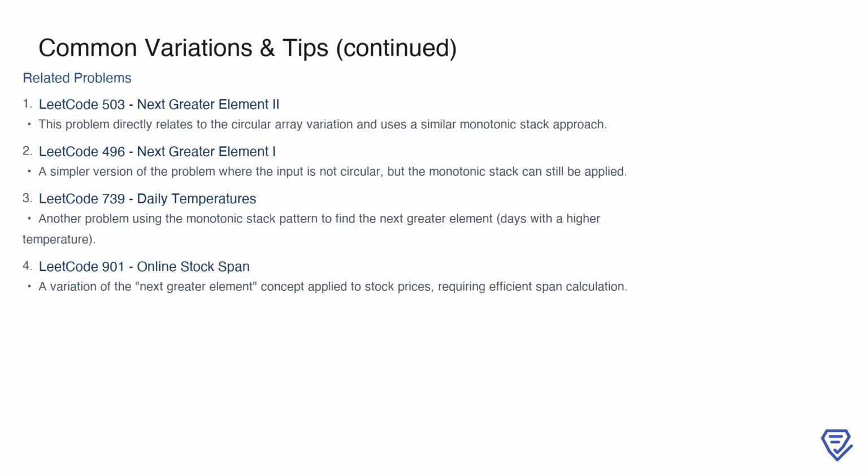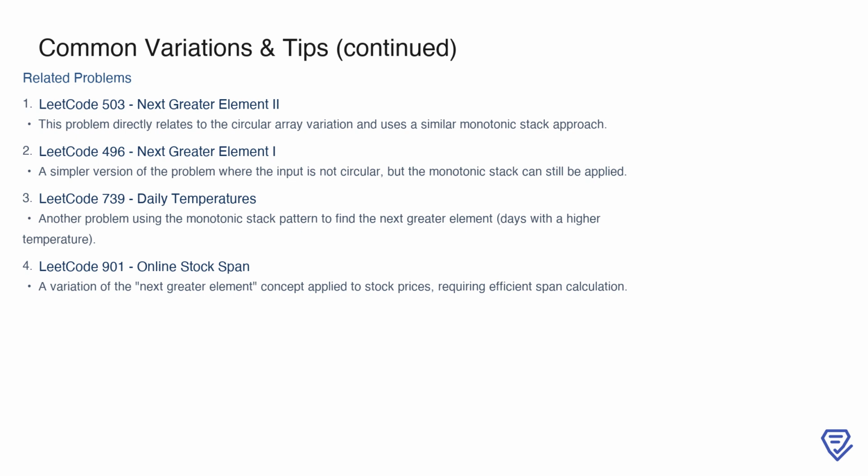To deepen your understanding, it's helpful to explore related problems that use similar techniques. For example, LeetCode 503, Next Greater Element 2, is the problem we're discussing, and it directly involves the circular array variation with a monotonic stack approach. LeetCode 496, Next Greater Element I, is a simpler version where the input is not circular, but the same stack-based strategy applies. Another interesting problem is LeetCode 739, Daily Temperatures, which also utilizes the monotonic stack to find the next day with a higher temperature.